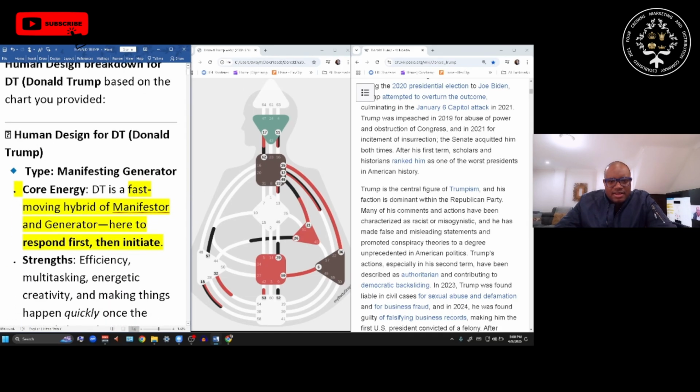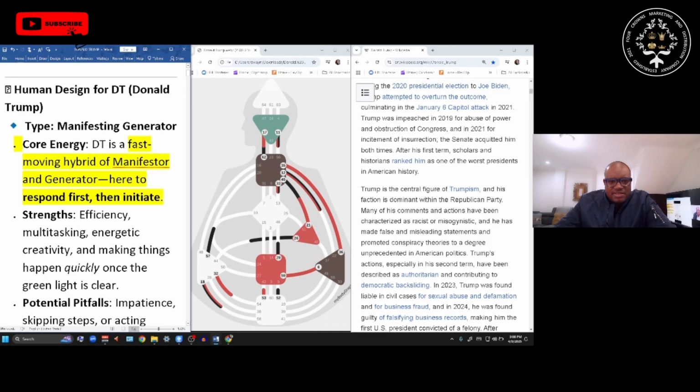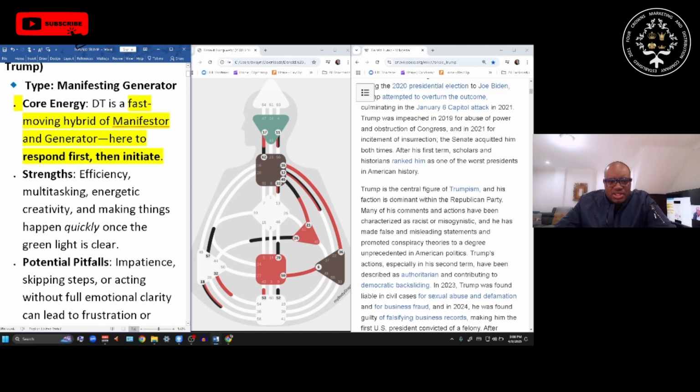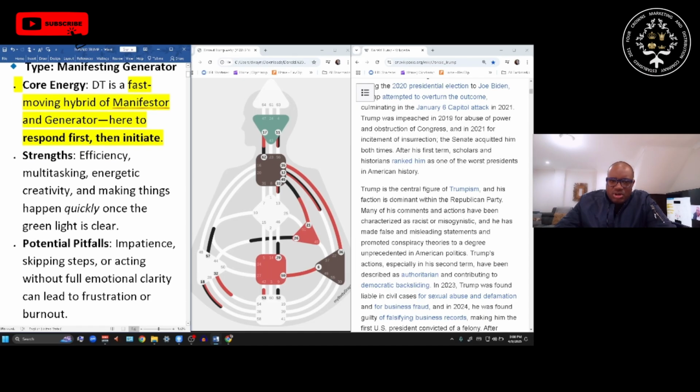All right, so again, Donald Trump is a manifesting generator. He's a fast moving hybrid. His job is to respond first, then initiate, not initiate, then respond. Not too sure how he's managing that. Maybe he is. His strength is efficiency, multitasking, being energetic, creative, and making things happen quickly once the green light is clear. We see that in the amount of executive orders that he signed in just the first 2 months or so, and we're into 3 or 4 months now. It's been said he signed more executive orders than presidents did in a whole term.